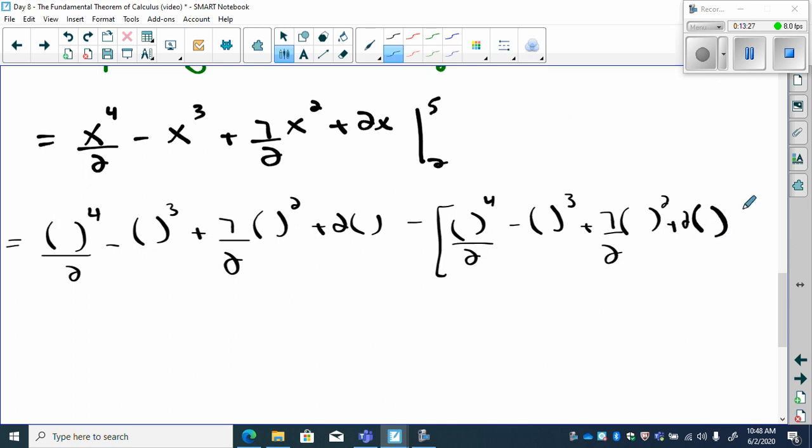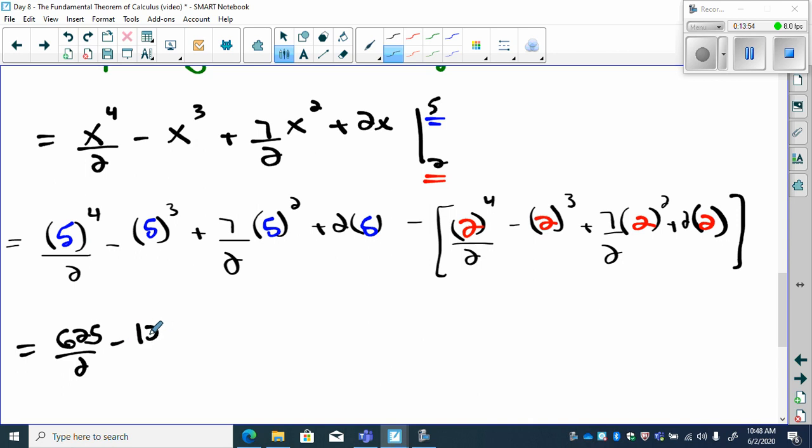And this would be 2 times 2. So first, fill your b value in, 5, 5, 5, 5. Fill your a value in, 2, 2, 2, 2. All right, and work this out. So I am going to get 5 to the power of 4. That is 625 over 2. 5 cubed, that is 125. 5 squared is 25 times 7 gives me 175 over 2. Plus 2 times 5, that's 10.